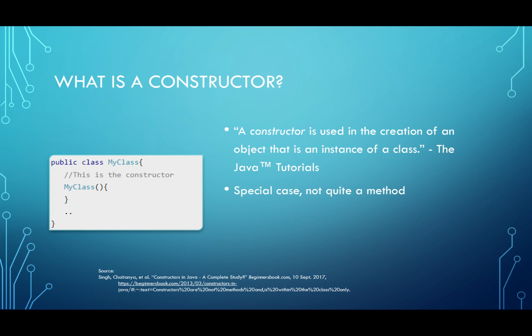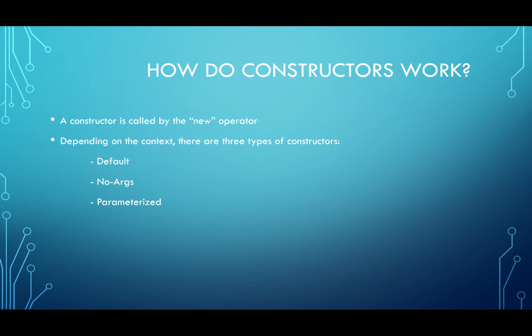They can have public, private, or protected access modifiers depending on the implementation, although they're defaulted to public. They cannot be inherited by subclasses, and they cannot call themselves, which would be kind of recursive and weird. They can call other constructors, but not themselves.